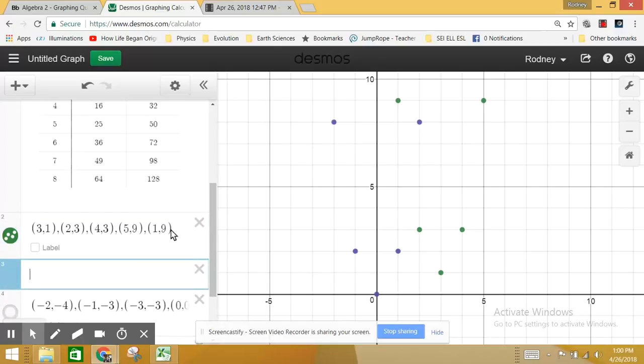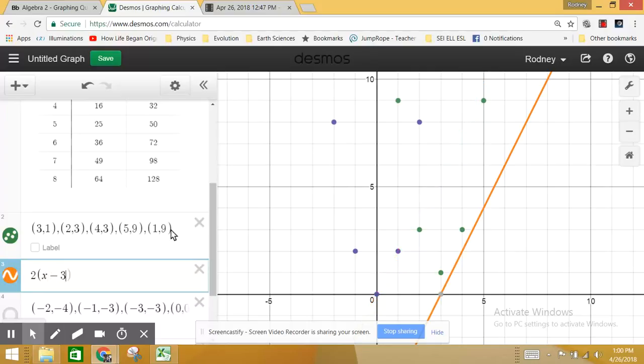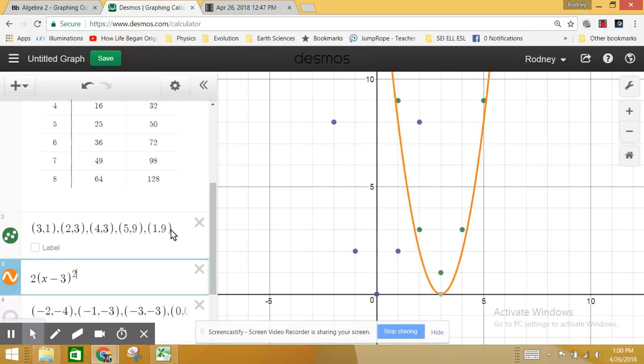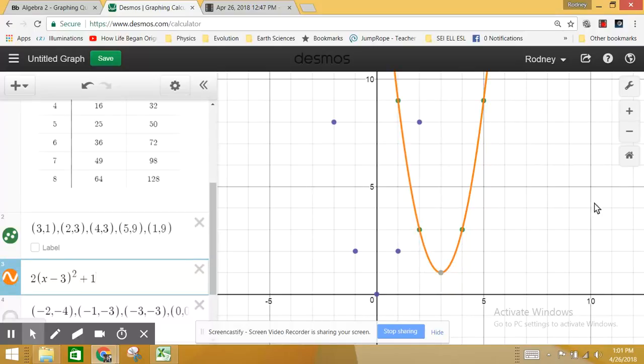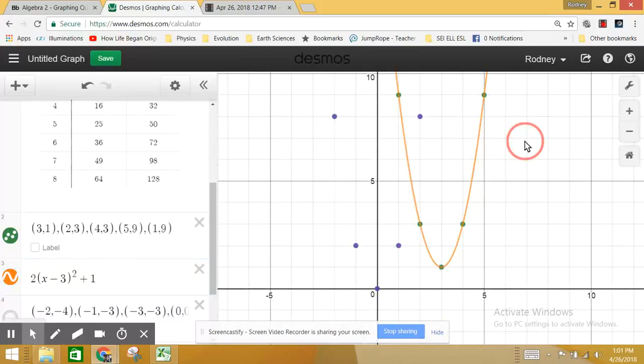we'll go ahead and graph this. So it's 2 times x minus 3 squared plus, actually right now you can already see it's lined up underneath it. So plus 1, and it matches. So I didn't have to do any calculations at all other than just counting.